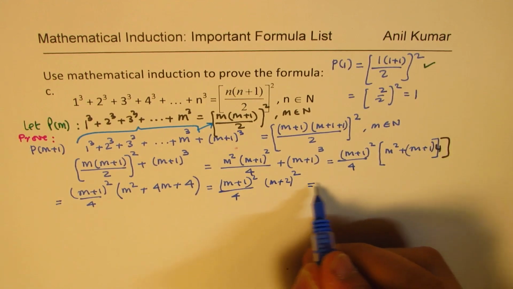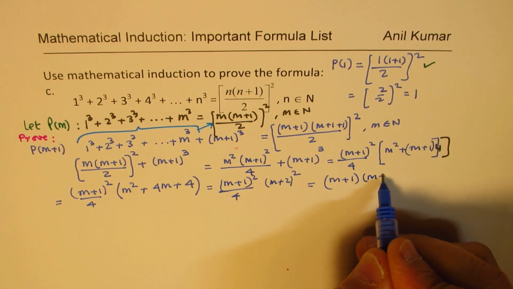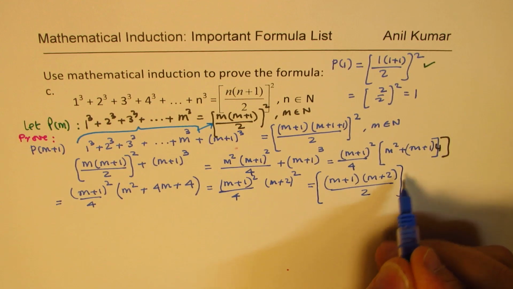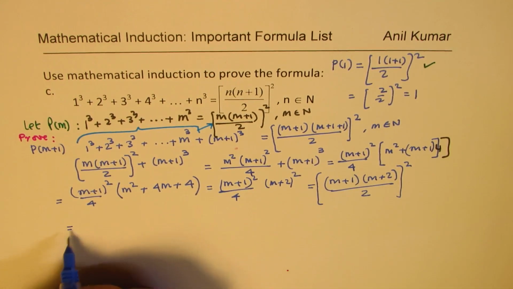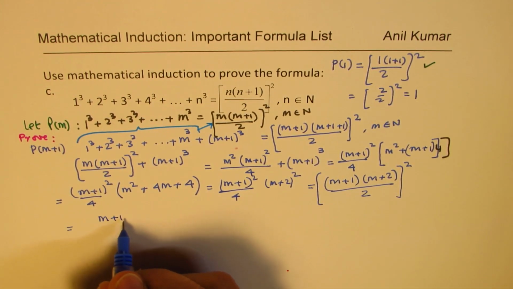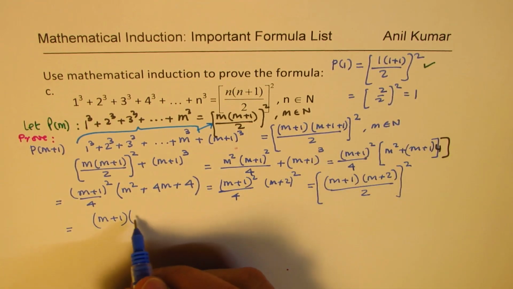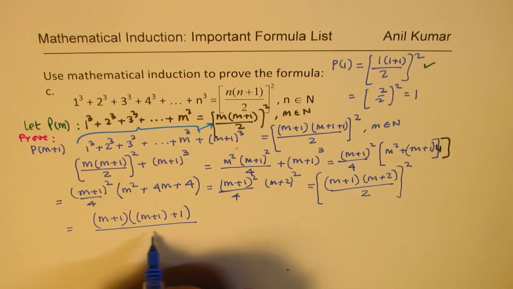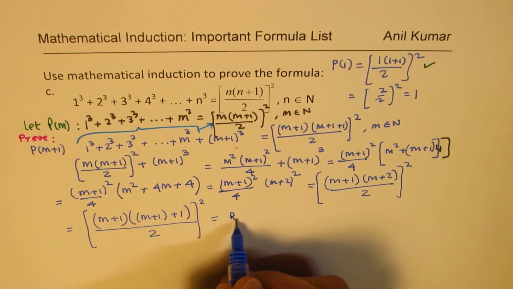Well, that gives us m plus 1 times m plus 2 over 2, and we could square all of them. So that is very close to our formula. This is what we want. So now we could write this as equal to m plus 1 times m plus 1 plus 1, over 2, whole square. And that is the right side, correct?